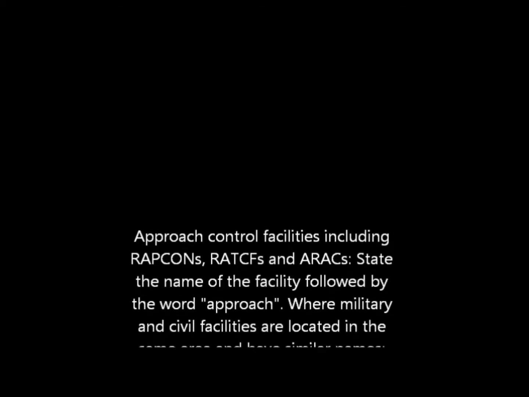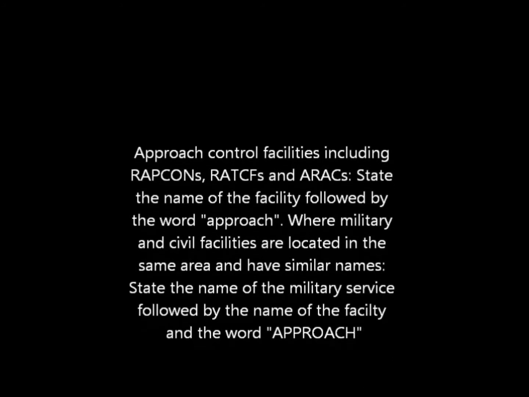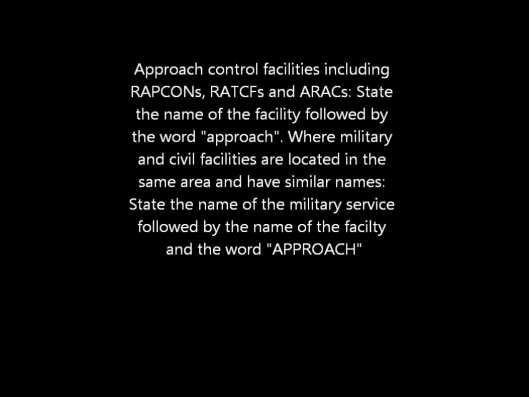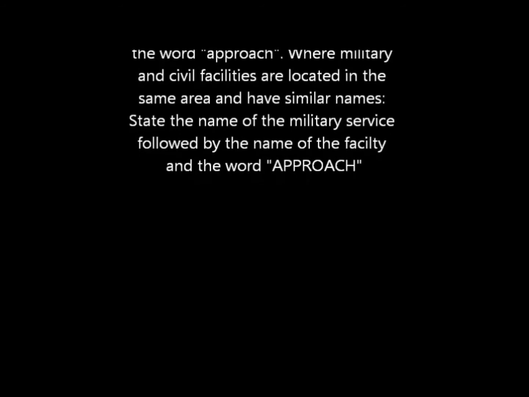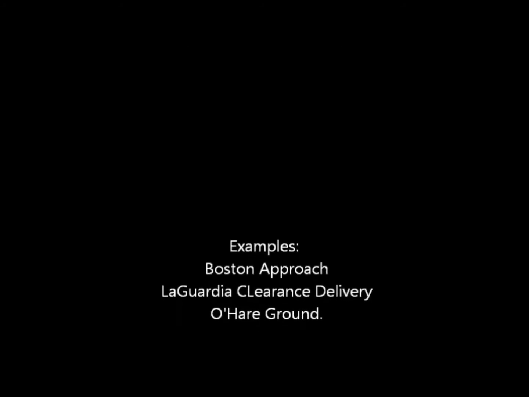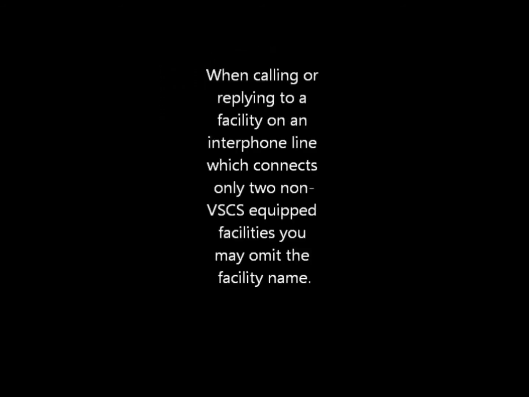Approach control facilities, including RAPCONs, RAPCFs, and RAACs: state the name of the facility followed by the word approach. Where military and civil facilities are located in the same area and have similar names, state the name of the military service followed by the name of the facility and the word approach. Examples: Boston Approach, LaGuardia Clearance Delivery, and O'Hare Ground.